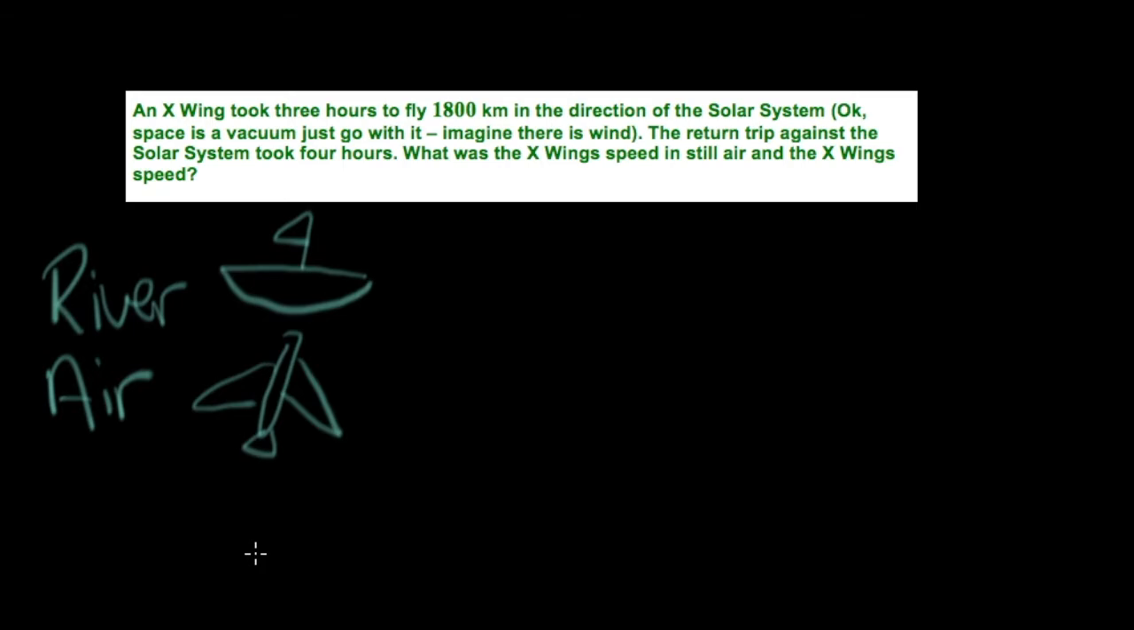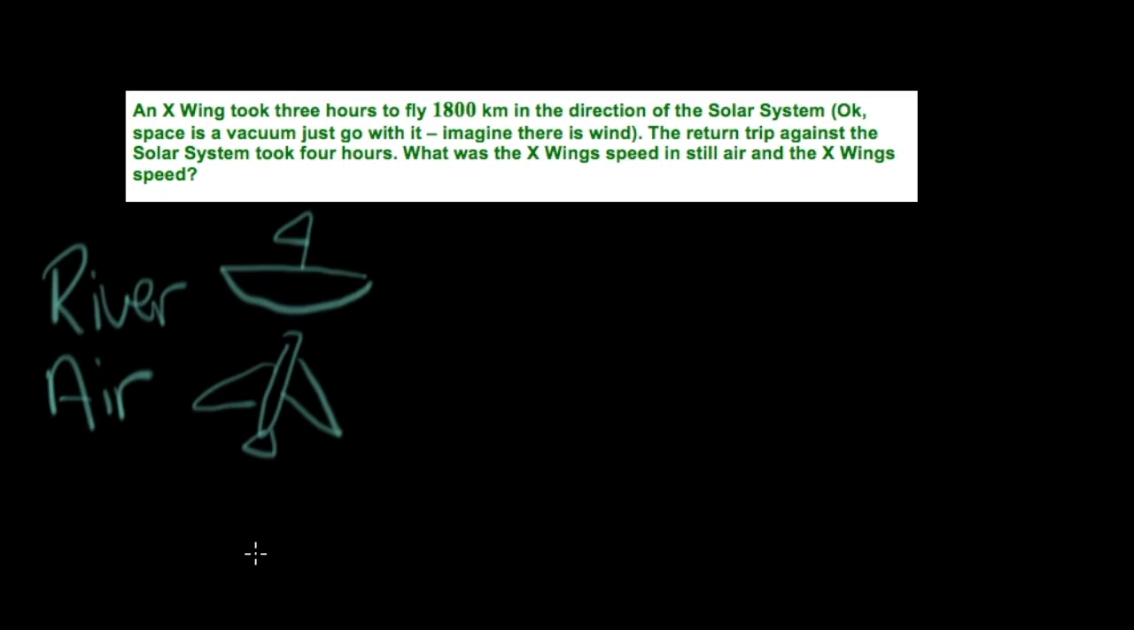Okay, so an X-Wing took 3 hours to fly 1,800 kilometers in the direction of the solar system, so that's with the wind, and then against it took 4 hours. So what was the speed in still air and the X-Wing speed? So a couple of things. We need to talk about this in general a little bit.